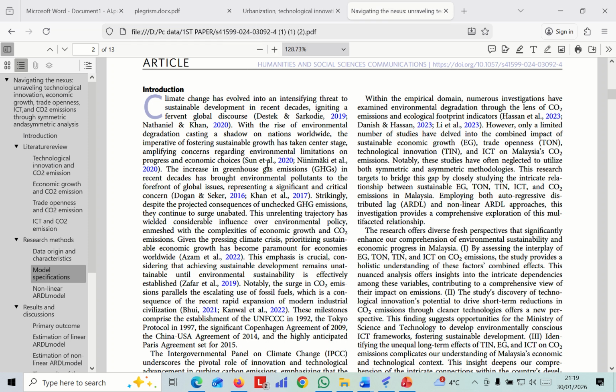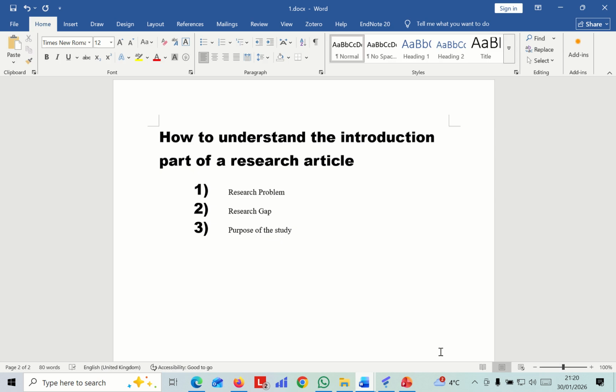Now we can discuss the key point of this part. This part tells us why the topic is important globally.